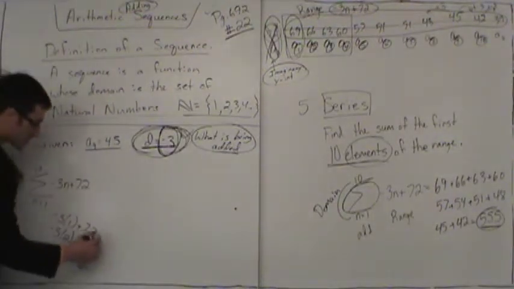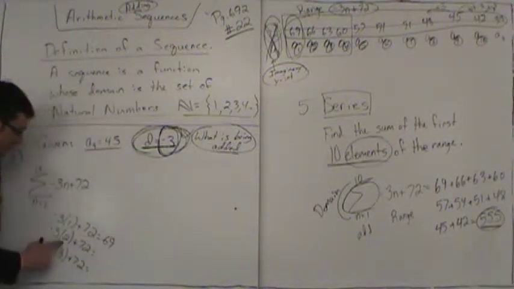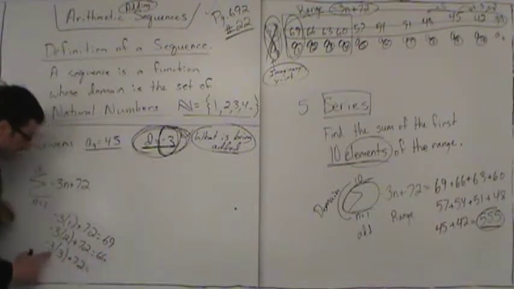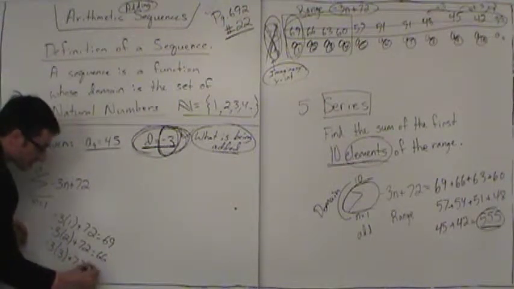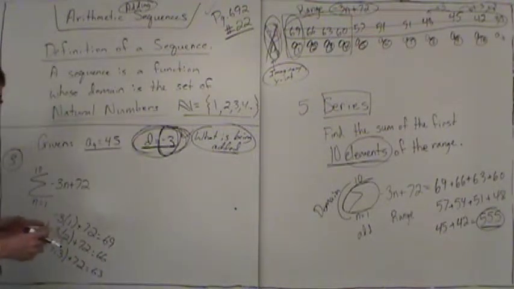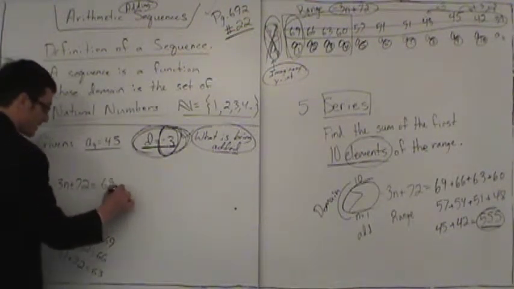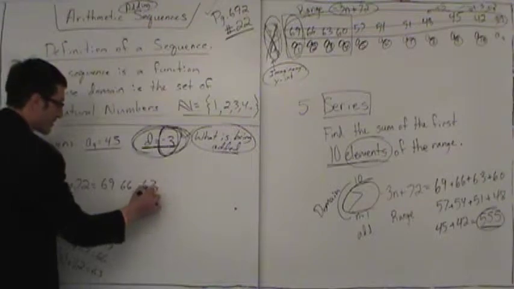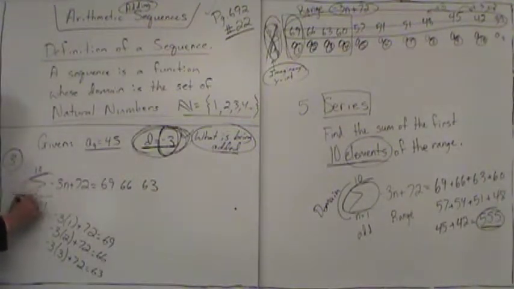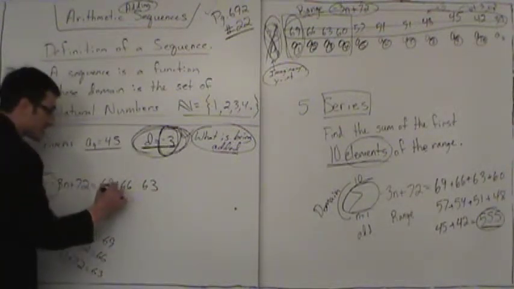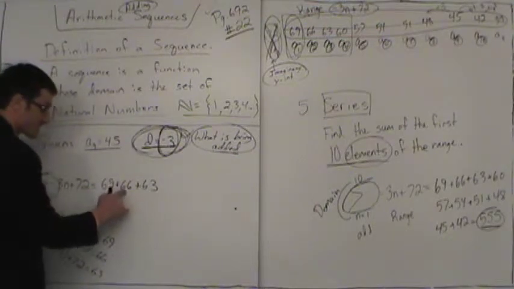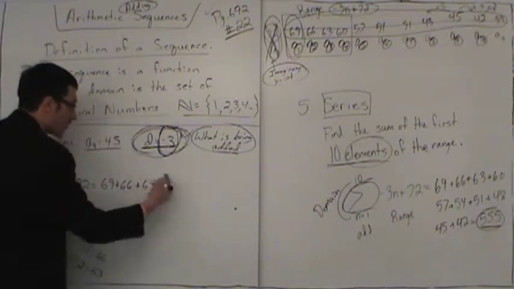Negative 3 plus 72 is 69. Negative 6 plus 72 is 66. And negative 9 plus 72 is 63. Now, 69, 66, 63. So we write this is equal to 69, 66, 63. And remember, what does sigma mean? Sigma means add. So we're going to put addition, not commas. So 69 plus 66 plus 63 plus, what's the next value?